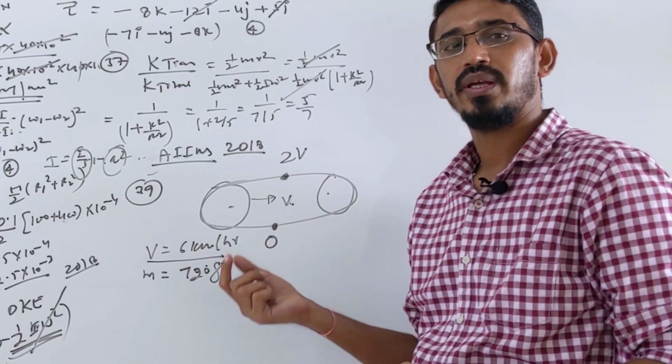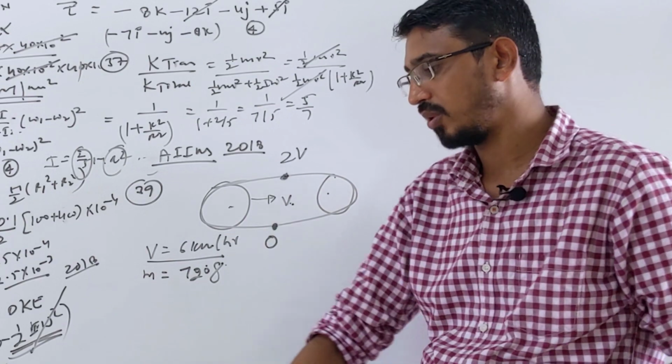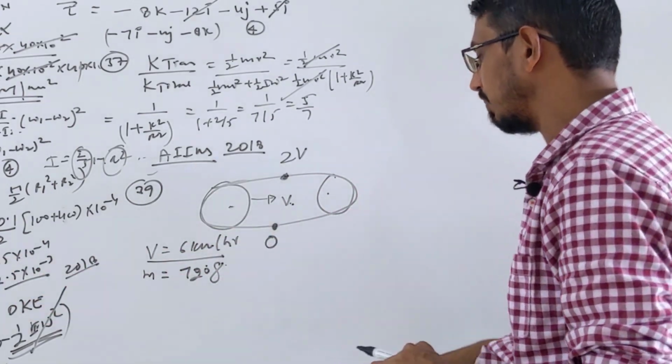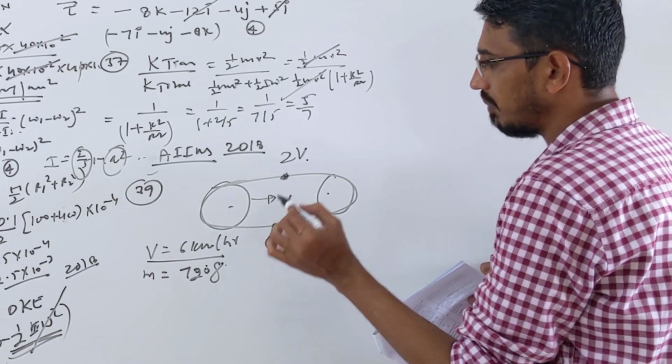What is the definition of pure rolling? The velocity at the point of contact is 0. So one half of the belt is at the ground, and the other half is on the top. So the velocity of the top belt is 2v, and the velocity of the belt at the bottom will be 0.